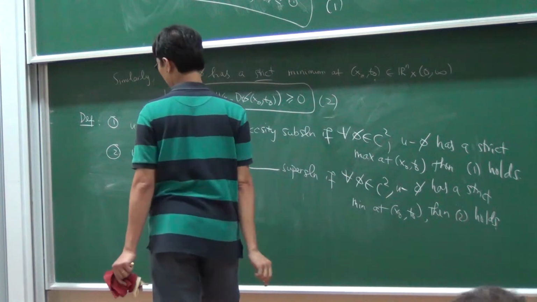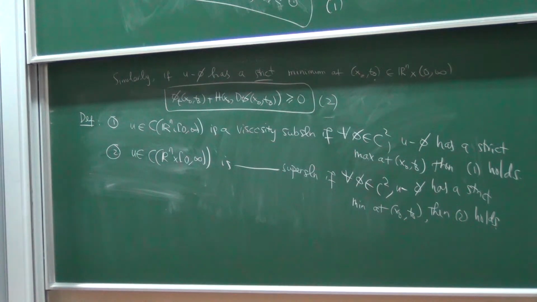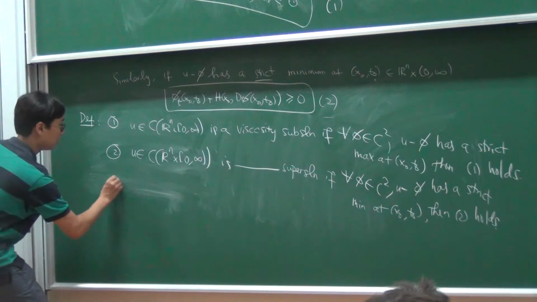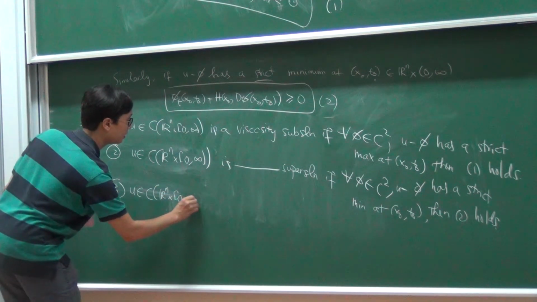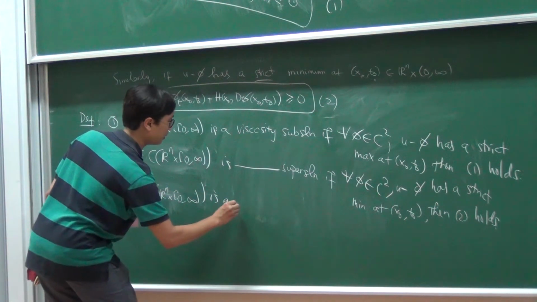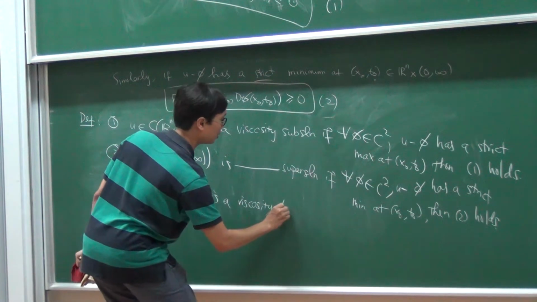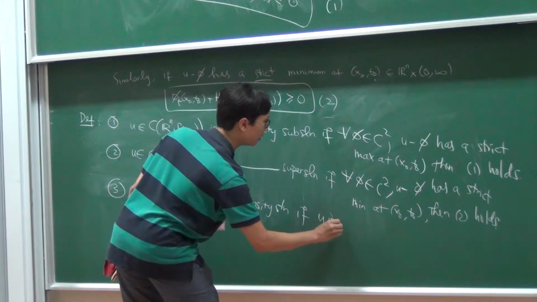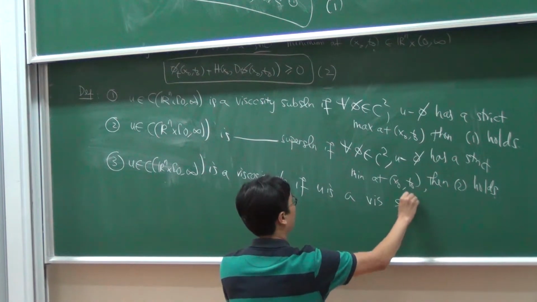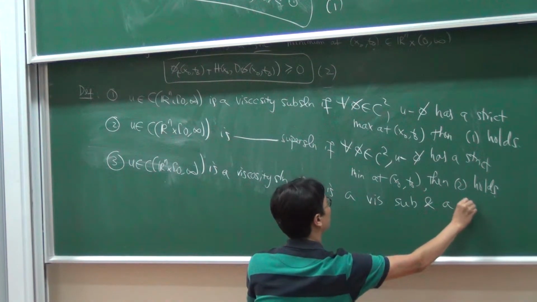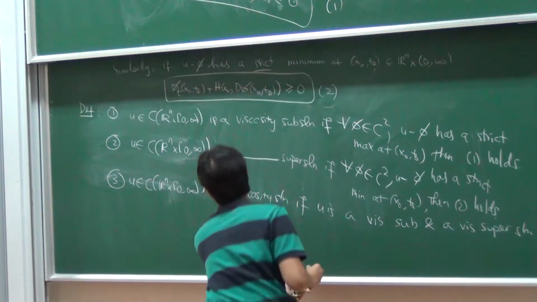This is 2. So we assume this to be the definition of viscosity solution. And 3, U in C of R^m times (0, infinity) is a viscosity solution if U is a viscosity sub and a viscosity super solution. Okay.